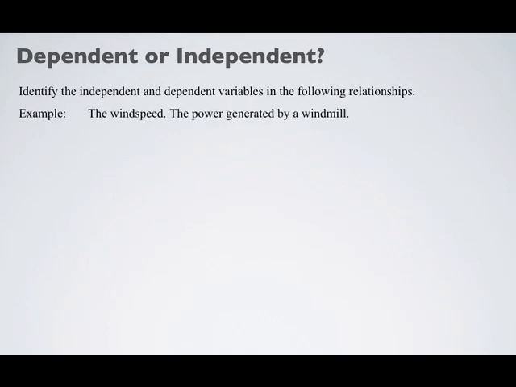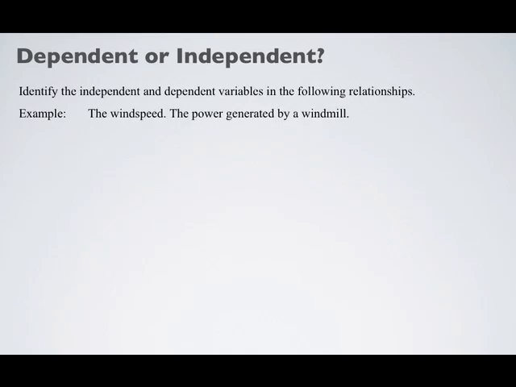Dependent or independent. Identify the dependent and independent variables in the following relationships. 1. The wind speed and the power generated by a windmill.